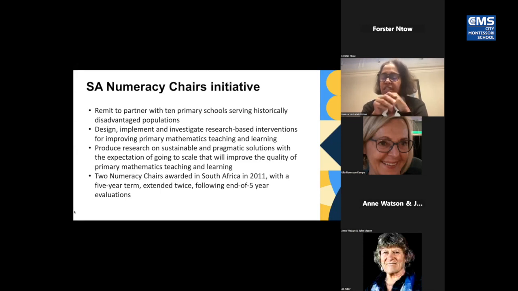These chairs were awarded with 5-year terms, which is a luxury because it gives you a longitudinal window for intervention work. But they had an additional luxury: at the end of the 5 years, there was an evaluation. And if the evaluation was positive, you got an extension into a further period of 5 years. This actually happened twice, so the third 5-year iteration is now in play.